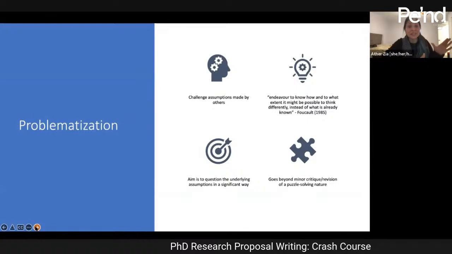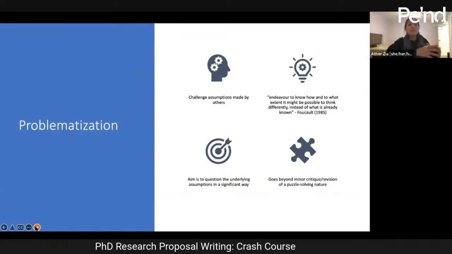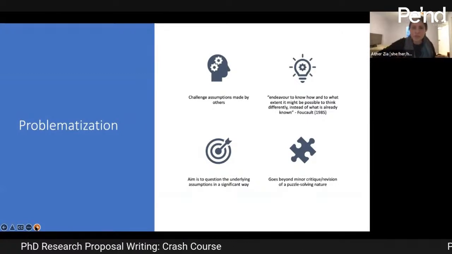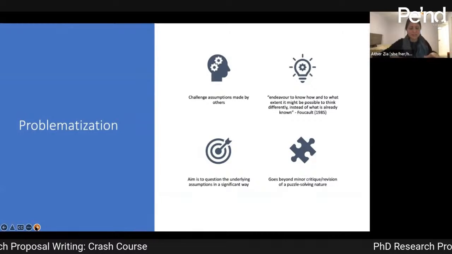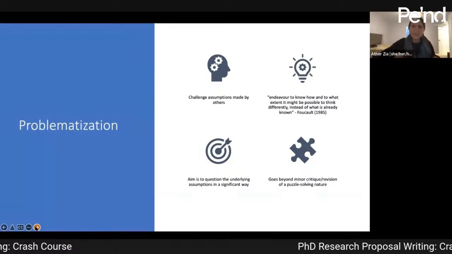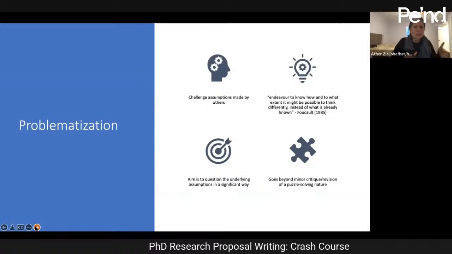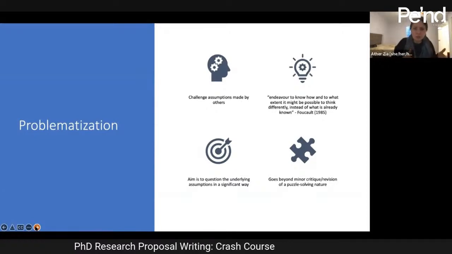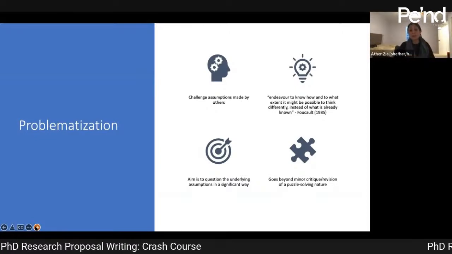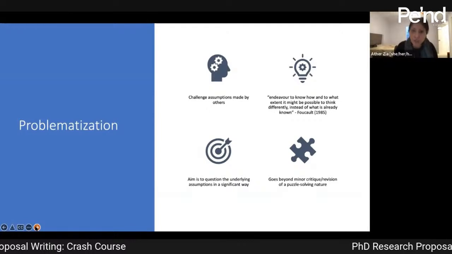It challenges the assumption. So in gap spotting, you're not really challenging the assumptions. You're looking at different research and saying, oh, this research has been done, I can add to it, and you can criticize them, critique them, you can bring something new to the table. But in problematization, you're actually taking cudgels with the research.